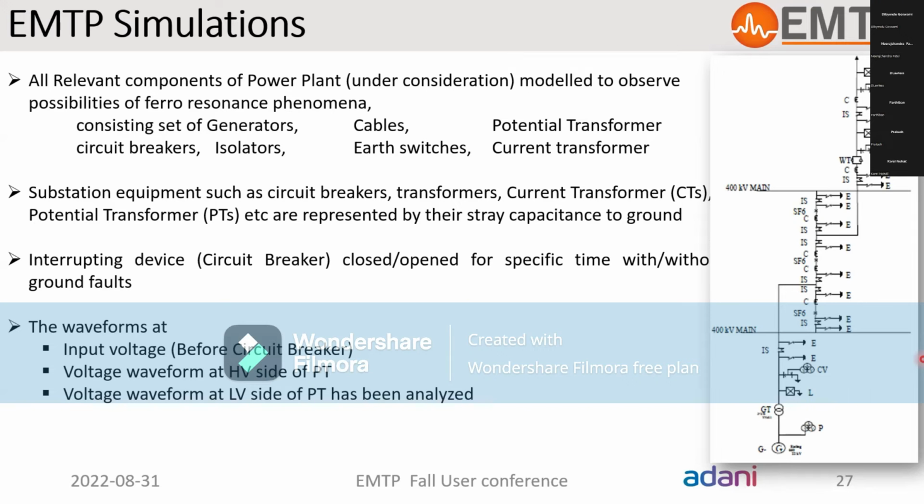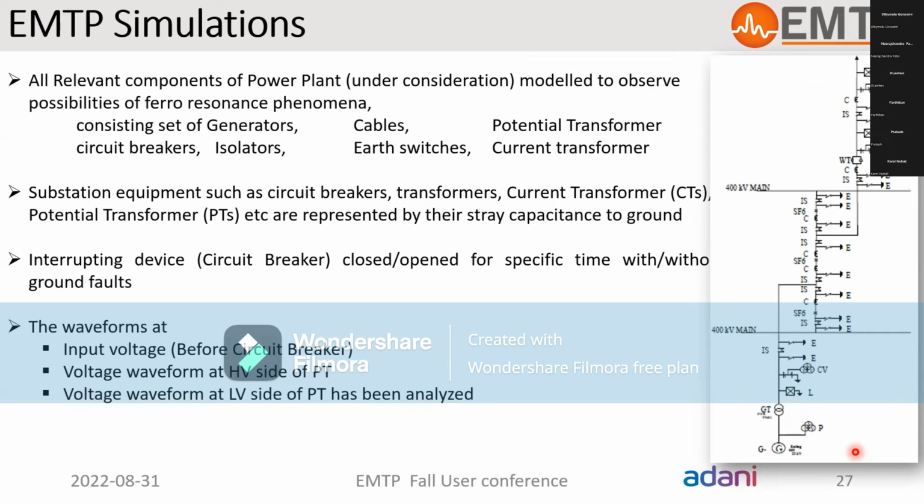All the relevant components were modeled in detail, including generators, cables, isolator, potential transformers, including its saturation characteristics, interrupting devices like circuit breaker, timing of the interruption, and the sequence in which the phases are opened and closed are also important. Then other devices like current transformers are all modeled. The single line diagram of such a system can be seen here.